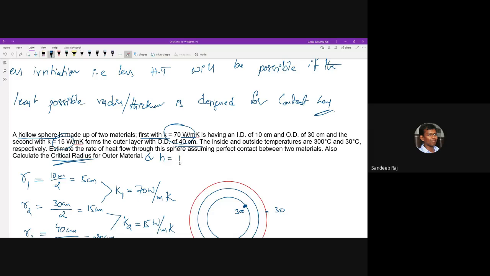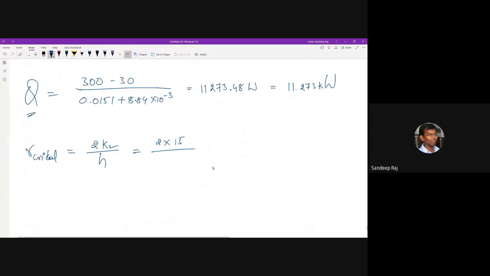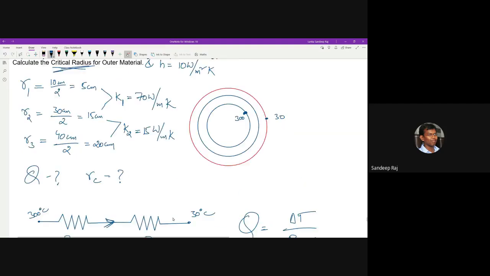Consider that h is equal to 10 watt per meter square Kelvin. So we put the 10 here. That is equal to 30 by 10, that is 3 meters. Okay, R critical is 3 meters, which is a huge value. Actually, 3 meters means if you compare it with 20 centimeters, till 3 meters it's going to increase. If it's 3 meters, the Q will be max.